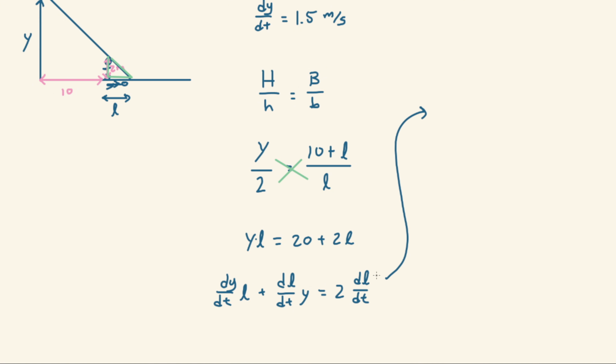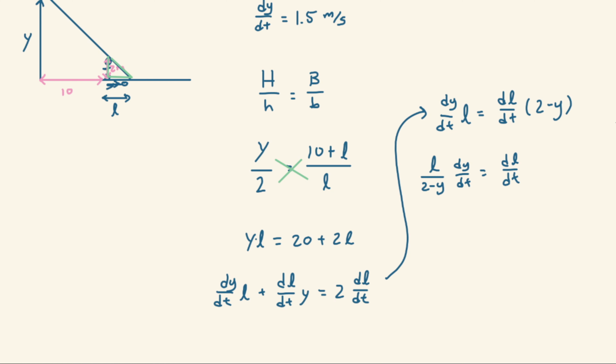All right, so let's just draw an arrow here. Let's start bringing everything with a dL over dt to one side, and we can start solving for it. So we've got dy over dt times L is equal to, and then we'll bring this term to the right, and then we'll factor out the dL over dt. So I have dL over dt times 2 minus y, and then we just divide both sides by 2 minus y. You're going to get L over 2 minus y times dy over dt is equal to dL over dt.